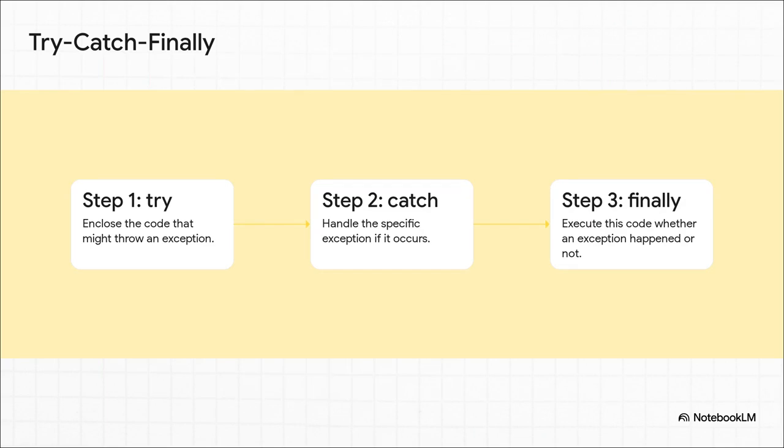And this whole process is managed by the try-catch-finally structure. It works like this. You put your risky code in the try block. If an error happens, the program jumps to the catch block, where you handle it. And then, and this is the most important part, the finally block always runs whether an exception happened or not. That makes it the perfect place for critical cleanup tasks, like closing a file or a network connection.